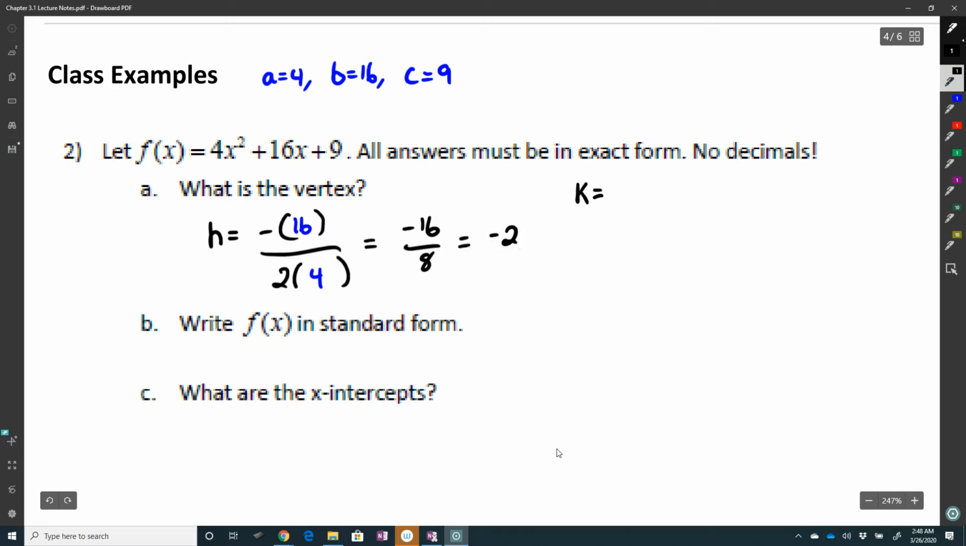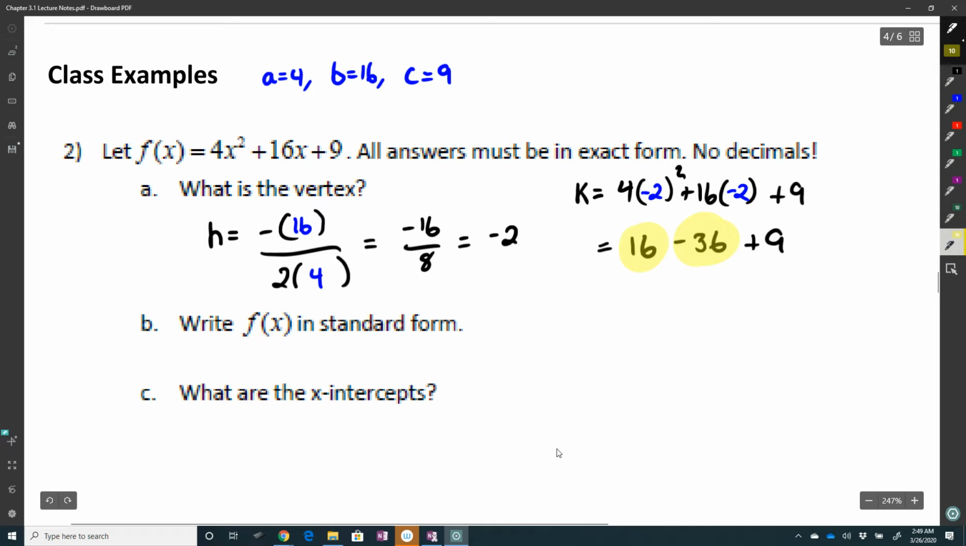And so for K, all I have to do is plug the negative 2 into that equation. So 4 times negative 2 squared plus 16 times negative 2 plus 9. So here, negative 2 squared is 4. 4 times 4 is 16. 16 times 2 is negative 36. Again, notice that thing I've been saying about those two numbers. The second one's double with the opposite sign, so we know we're on the right track. So this ends up with negative 16 plus 9.